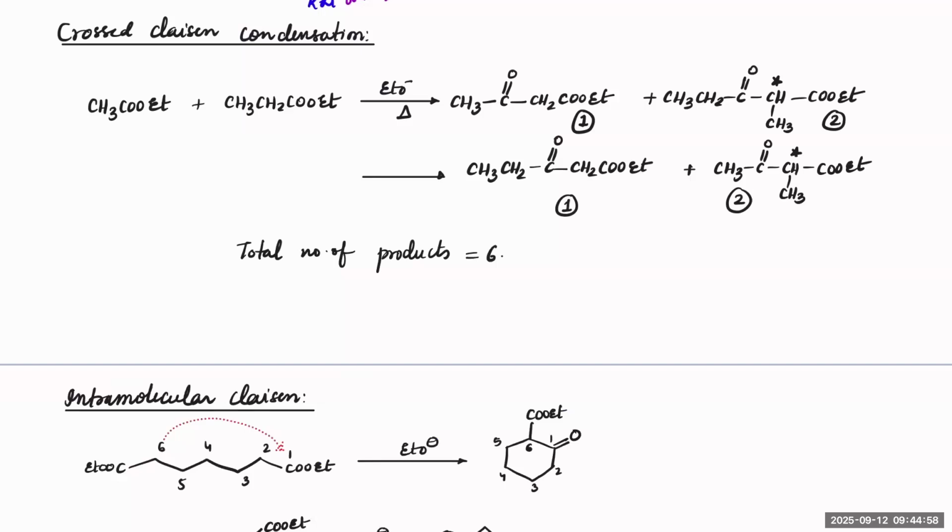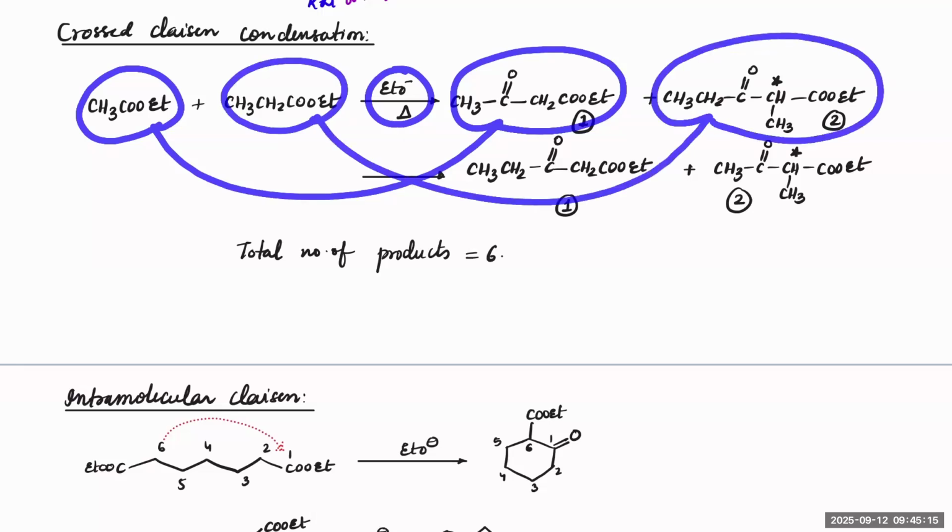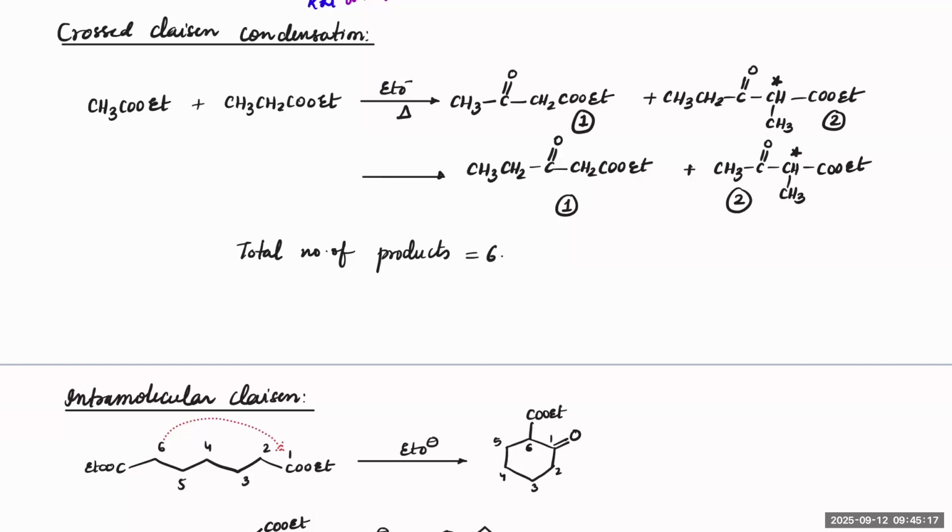Next one is cross Claisen condensation. Same, just like cross aldol. Now we have cross Claisen. One is when you react with EtO minus, this can make a self condensation. That means you can get a self beta keto ester. This can make a self beta keto ester. These two are self forms. The cross form is this one.